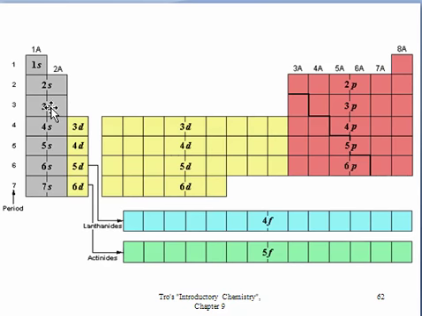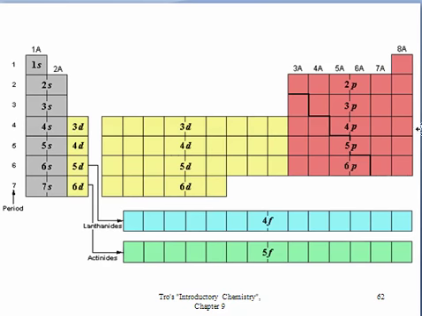Now the third period, we have the S subshell, the P subshell, and the D subshell. D subshells are always in 1 energy level higher than they actually are. And that's because once we get above the 3p, the energy levels get really close to one another. And the 4s is actually lower in energy than the 3d. So the D subshells are always an energy level less than the period that they're in.